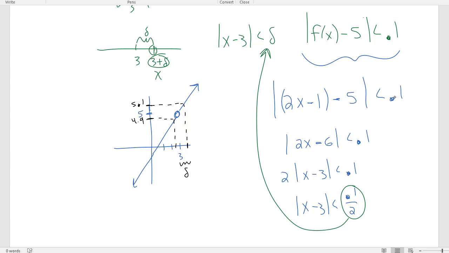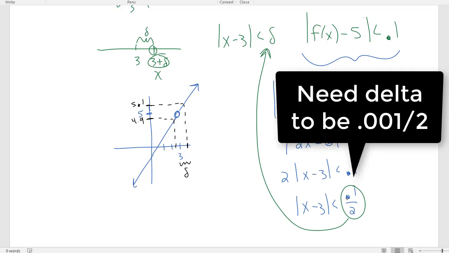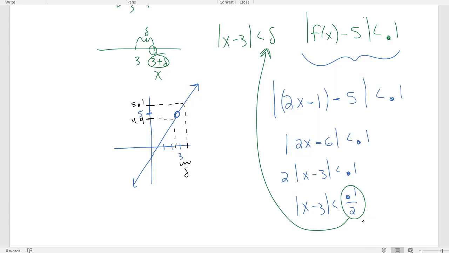Well, if we just look at this algebra, if we continued with this process, I would end up with 0.01 over 2. So if I want to be within a tolerance of 0.01, then I need to get 0.01 over 2 distance from the x value. And if I make this 0.001, so if I get even closer to the y value of 5 and make this distance 0.001, then I'm going to need the x value to be 0.001 over 2 in order to make that work.